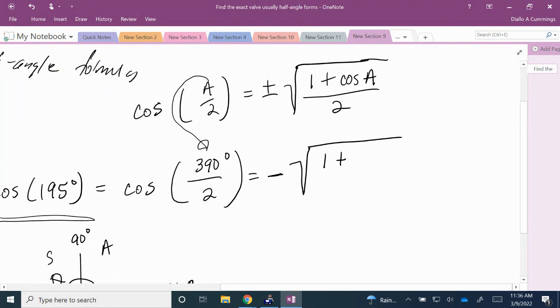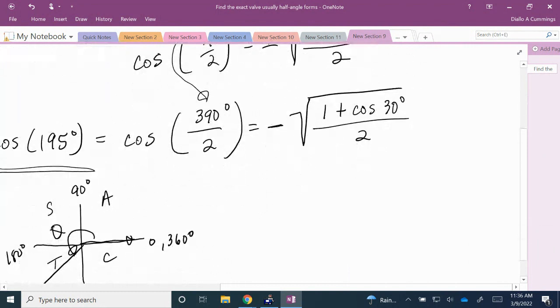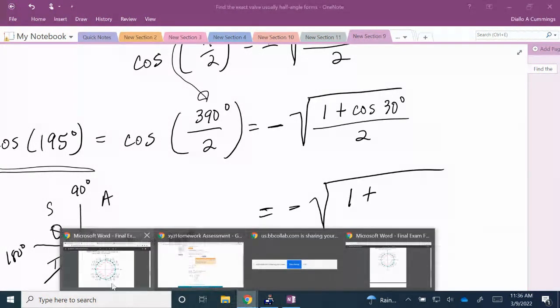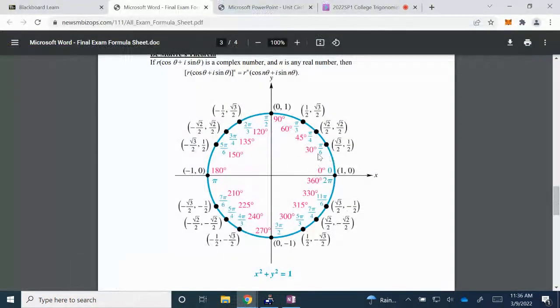We've already established the fact that 390 degrees and 30 degrees are coterminal angles. So I'm going to put an extra step in here. So I'm actually going to use the cosine of 30 degrees divided by 2. So that's equal to the negative times the square root of 1 plus, and if I look within my unit circle, I see that the cosine of 30 degrees is square root of 3 over 2.